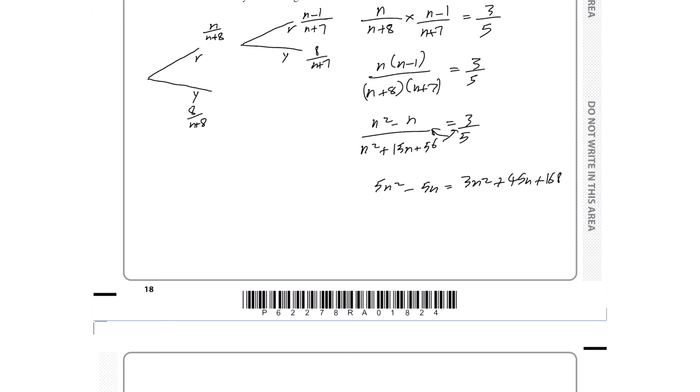And now we can add 5n to each side. That will make that 50n. And we can also take away 5n squared from each side. So that leaves me with minus 2n squared plus 50n plus 168 is equal to 0.